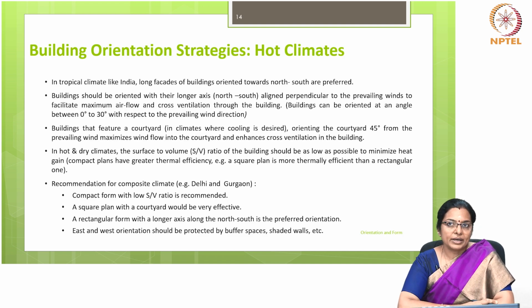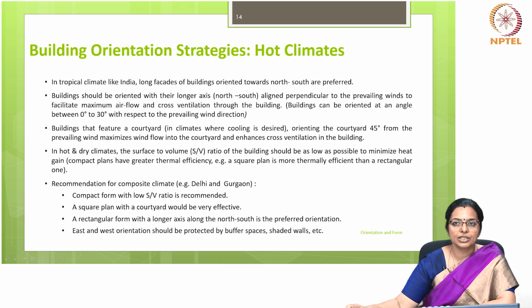In tropical climates like India, the orientation of a building is a crucial factor in optimizing comfort and energy efficiency. A preferred orientation is to have long facades of buildings oriented north-south, as this allows for better utilization of prevailing winds for natural ventilation. Aligning the longer axis of the building perpendicular to the prevailing wind facilitates maximum airflow and cross ventilation, which helps in cooling the indoor spaces without relying heavily on mechanical ventilation systems.